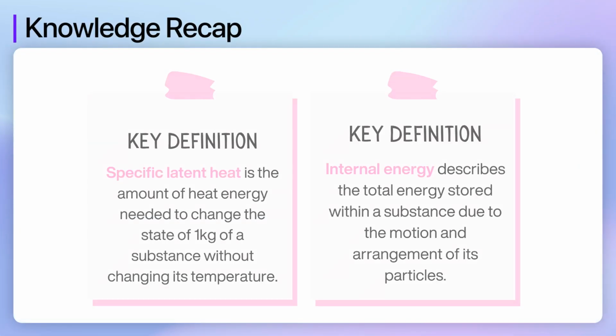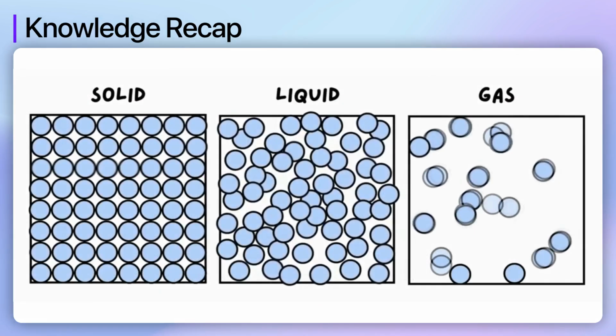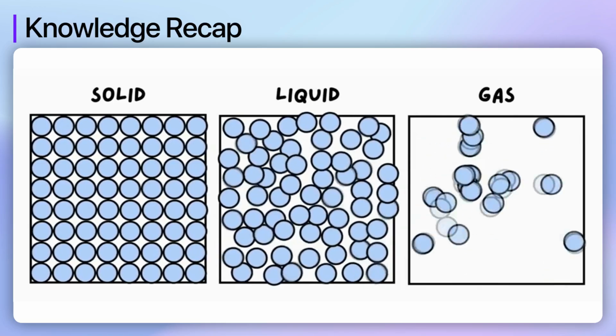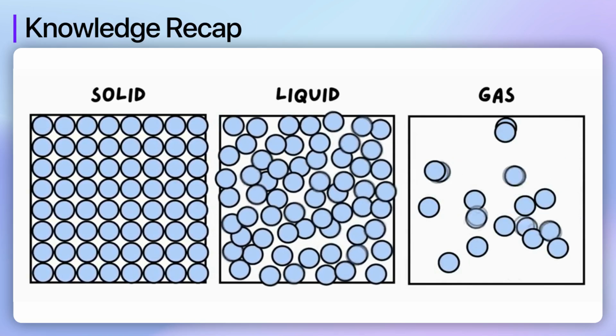So far, we have delved into internal energy, state changes, and latent heat. You have learned about how energy is stored within substances, the processes they undergo when changing state, and the energy required for these changes. This lesson will advance our understanding of how heat energy affects the temperature and state of a substance. Let's get started.